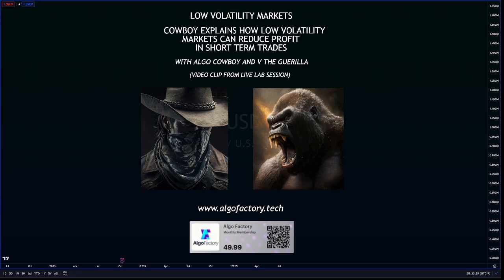Hey everybody, Cowboy here. Today we discuss low volatility markets and the problems they can cause in short-term trades. Some really good data here to do with the spread and a few very basic technical items.